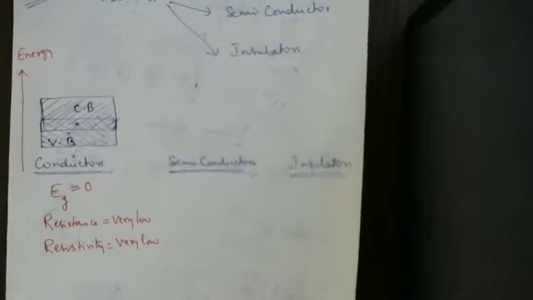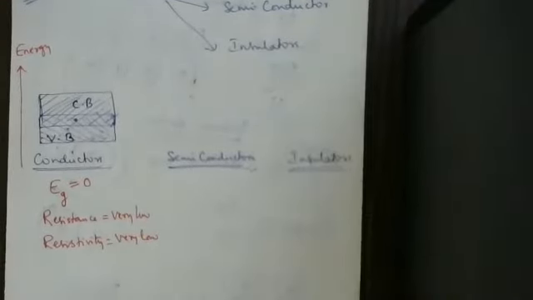Okay, this is the concept. Conductors are there. In the case of conductors, the valence band and conduction band overlap, and the valence band already has electrons. It is either partially filled or completely filled, and the conduction band is partially filled. If a valence electron is present here now, it is already present in the conduction band.